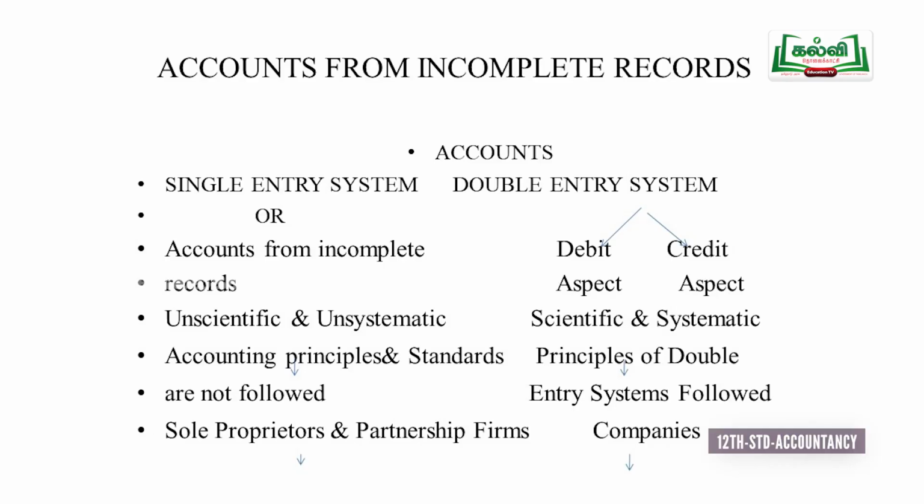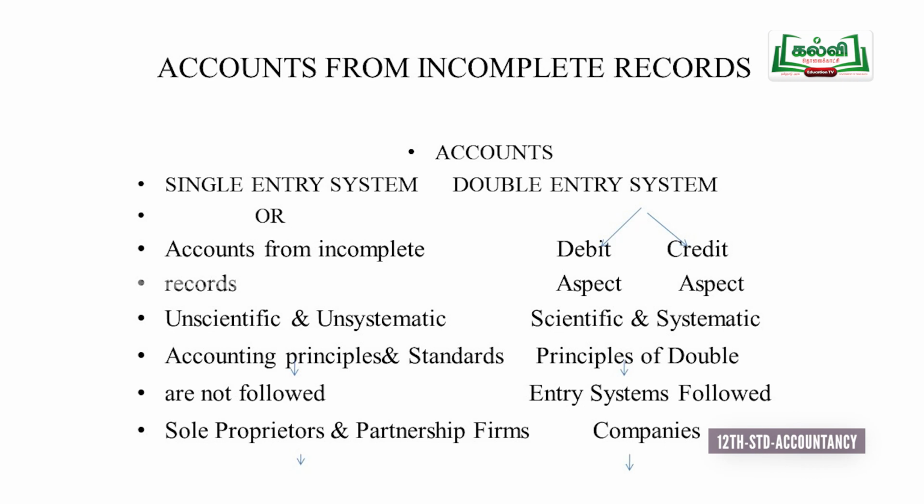But in a double entry system, all accounting transactions are classified into debit and credit. Each and every transaction is given as a debit aspect and a credit aspect. Each and every transaction is classified into two accounts. Double entry system is purely a scientific and systematic accounting method. All the accounting principles are followed in a double entry system.